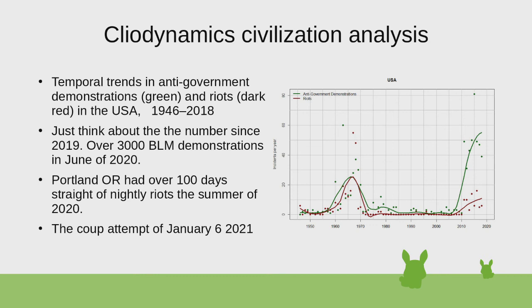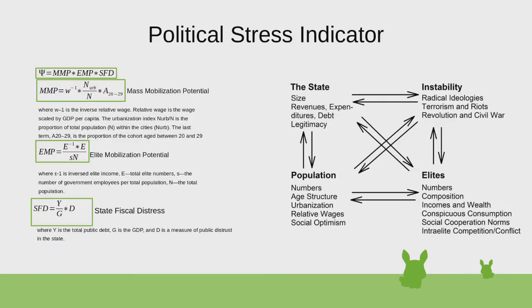Every week, violence makes major headlines. There was even a coup attempt on January 6, 2021. To explain why social unrest is happening, we will look at the political stress indicator, PSI. There are 4 parts to the equation that are interacting: the people, the rich, the government, and instability. Instability. There is a positive feedback loop. Instability causes more instability. This is the avalanche effect I was talking about earlier.